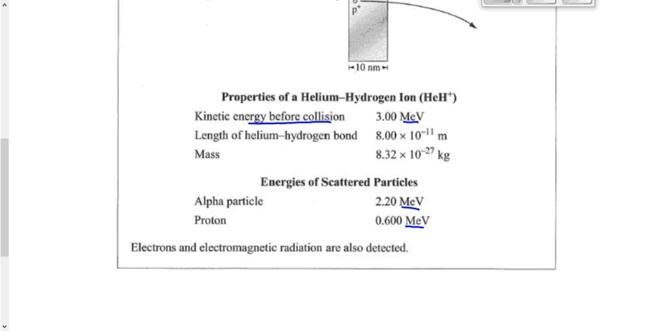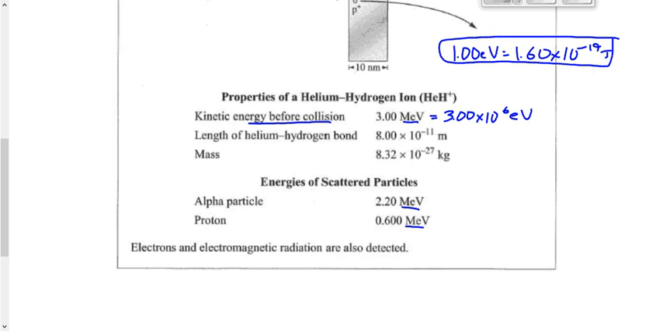If we want to convert 3 mega electron volts to joules, the first thing we want to do is convert that to electron volts. 3 mega electron volts is 3.00 times 10 to the 6 eV. Now, remember, the conversion factor, as on your data sheet, is 1.00 eV is equal to 1.60 times 10 to the minus 19 joules.